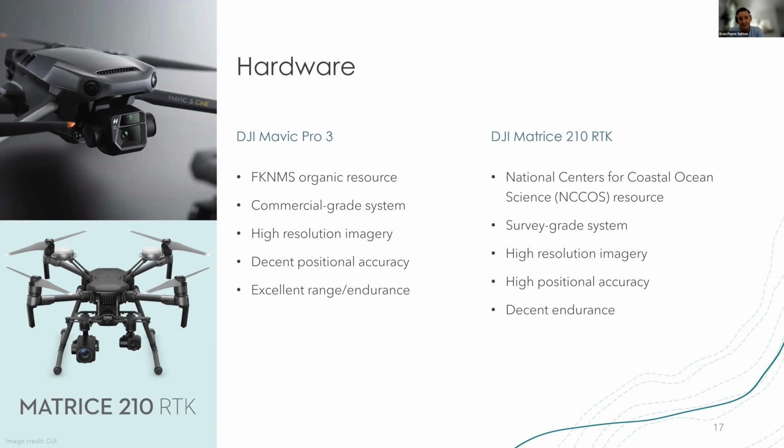The one that I really want to use is the DJI Matrice 210 RTK. This is operated by the National Center for Coastal Ocean Science. They probably even have a better system at their disposal, but this is what I know exists. It's a survey grade system, high resolution imagery, high positional accuracy with decent endurance. Ultimately, if I get my hands on this system, I think we're going to get a really solid high resolution product.